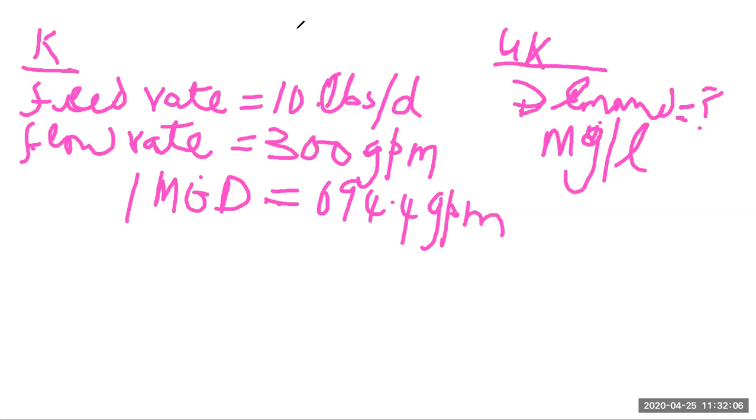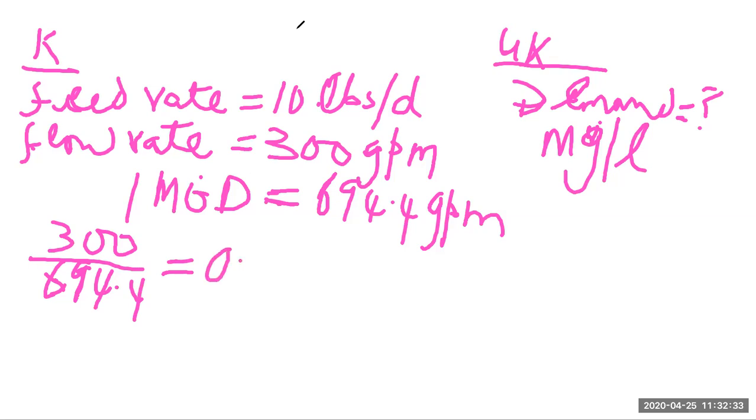You could check it out. I'll just show you the way to get that back from first principles. So if we have 300 GPM and we divide that by 694, because 1 MGD is 694 GPM, you will see gallons per minute is the same as 0.432 mgd. Tell me if you have a doubt about that.